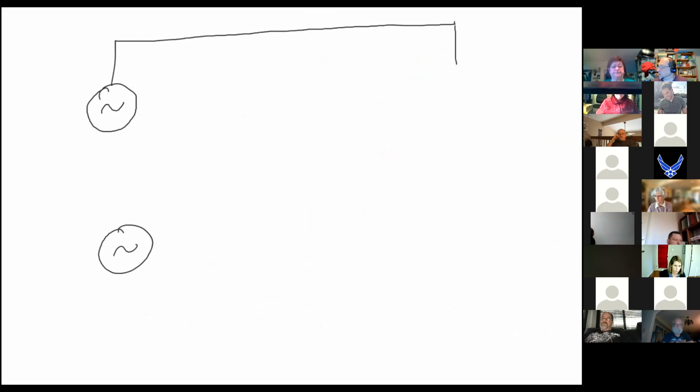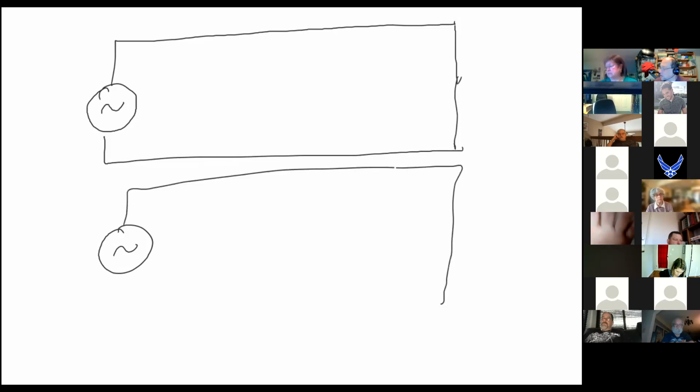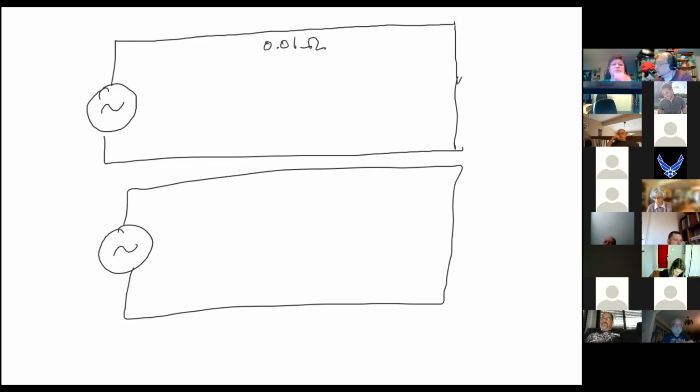Okay, so let's take a look at, we're going to have two different AC power supplies. And we're going to make essentially a short circuit. This is actually a really good question. And we're going to say that this has a resistance of 0.01 ohms. So it's no longer a perfect wire.